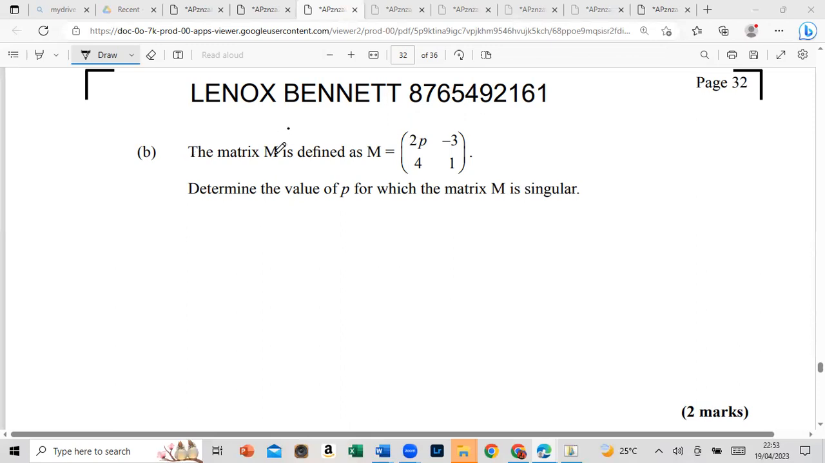Alright. So I said the matrix M is defined as M is equal to 2p, negative 3, 4, 1. First of all, let me just rewrite it. So we have 2p, negative 3, 4, and 1. And that's matrix M. Alright, if a matrix is singular, the determinant is equal to 0.